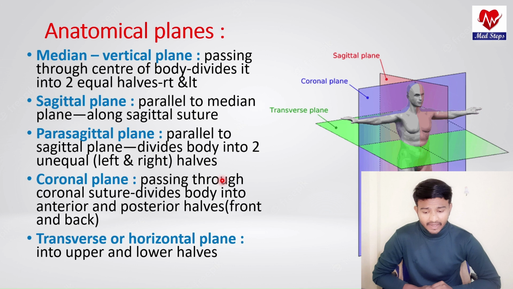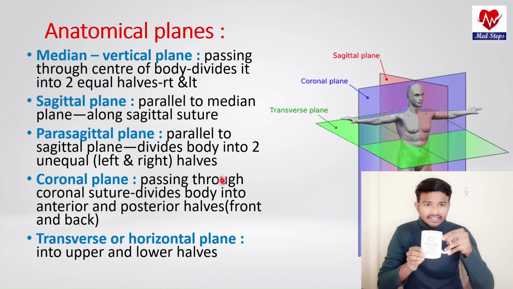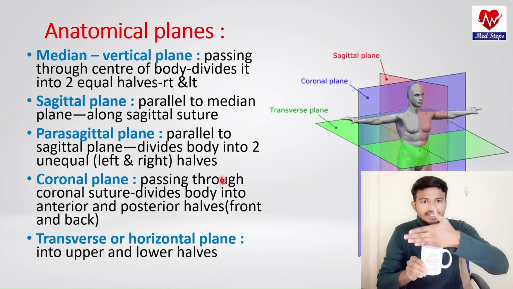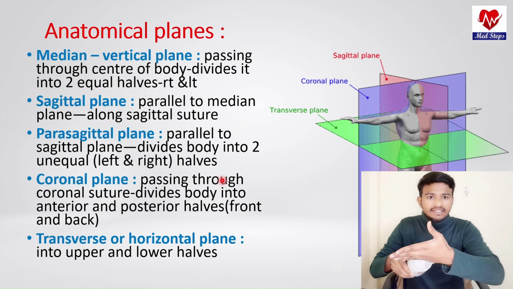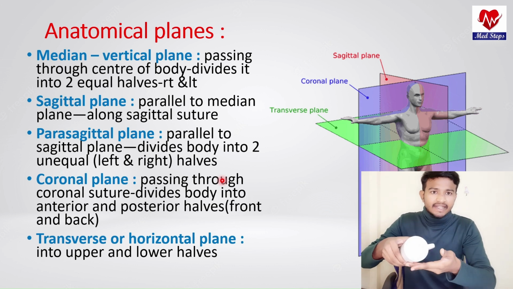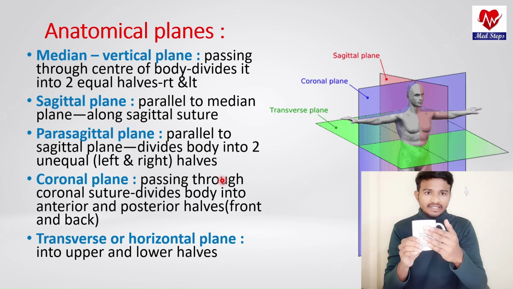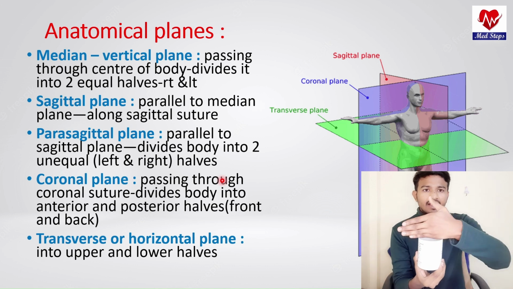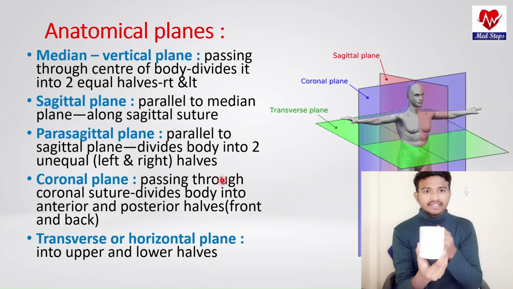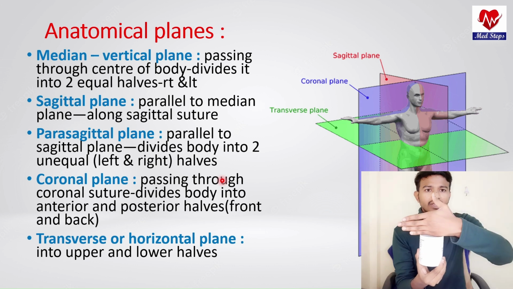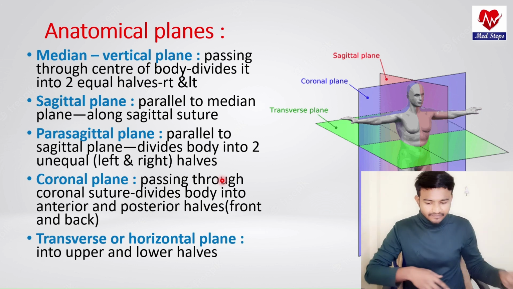Next, the coronal plane. The coronal plane passes through the coronal suture and divides the body into anterior and posterior halves, front and back. For example, if I cut this cup like this, you can observe the anterior part and the posterior part. This is the anterior part, this is the posterior part. This cut we call the coronal plane.